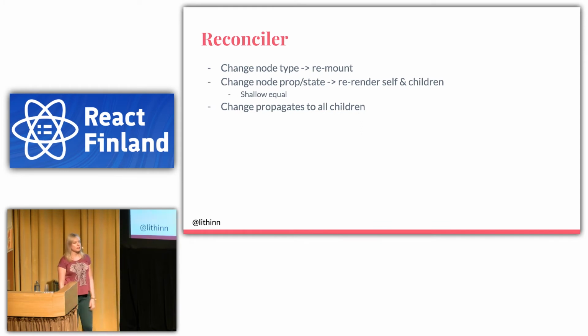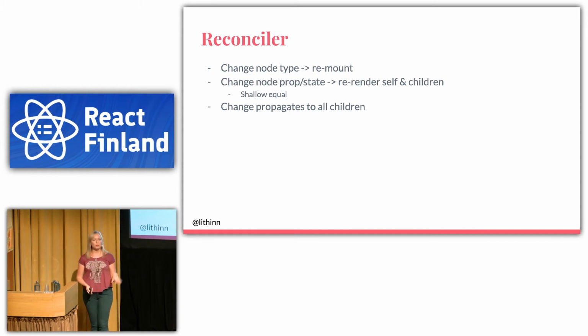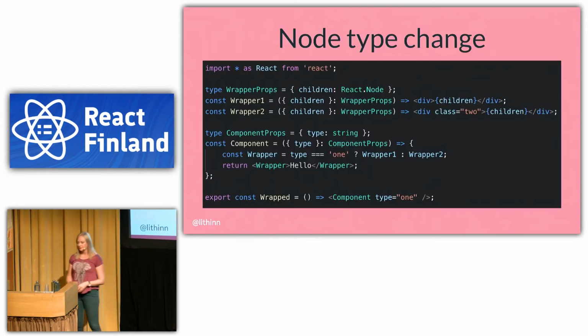And all of these changes have the potential to propagate to all children. So as a general rule of thumb, if we are re-rendering on a very low level, let's say on buttons or something very granular, we don't care that much. But if it happens on a top level component that causes the whole app to re-render, that's really bad.